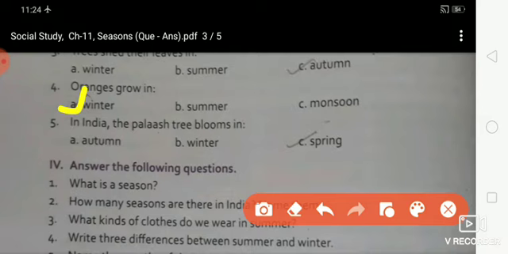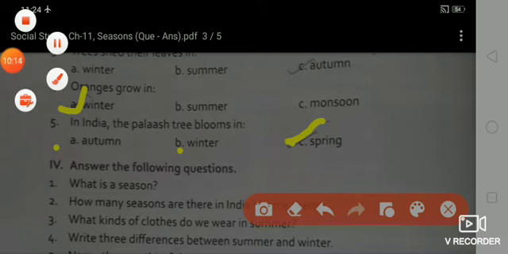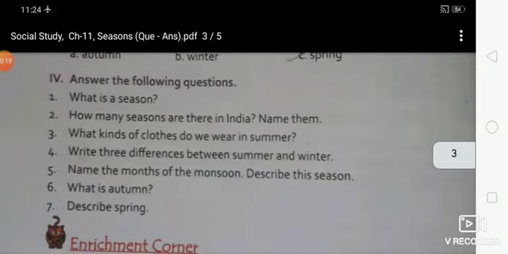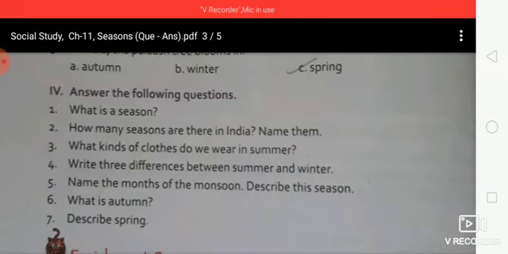Fifth one, in India the Palas tree blooms in. Option number A, winter, option number B, autumn, and option number C is spring. Option number C is the right answer, spring. Okay. Now next one, question answers.